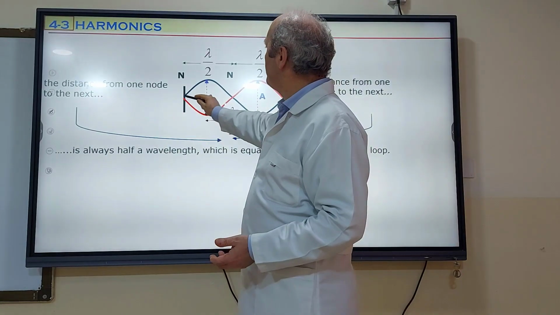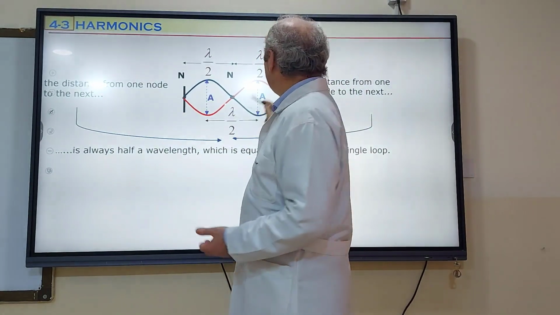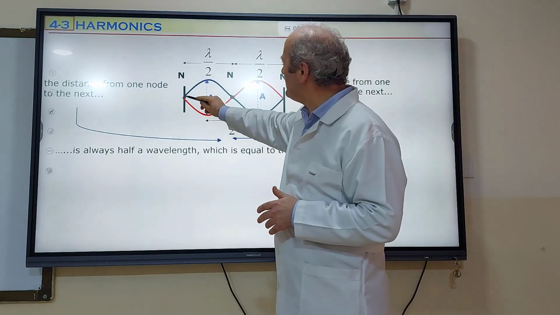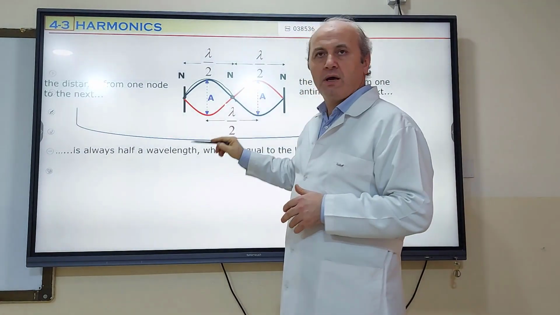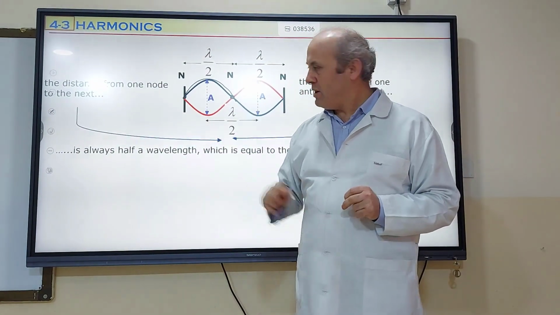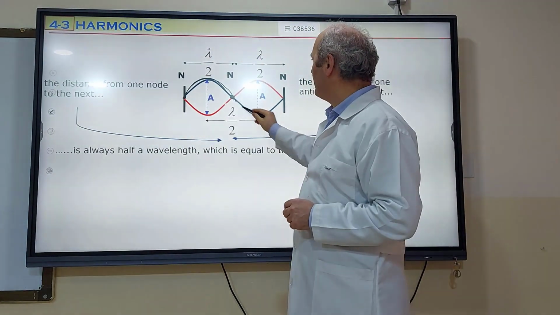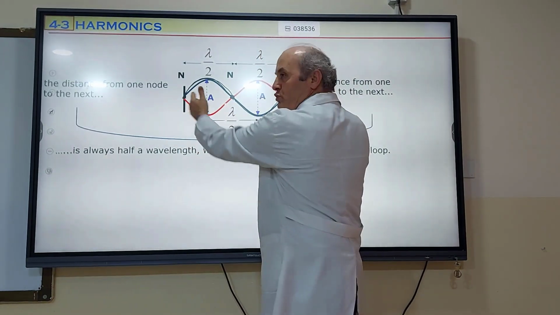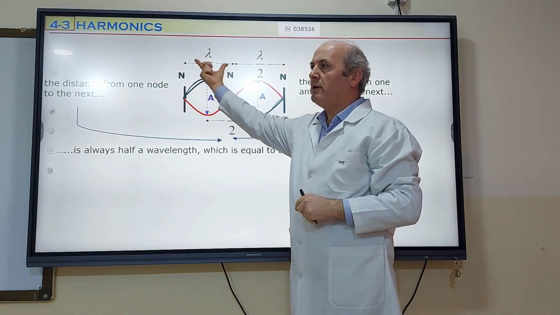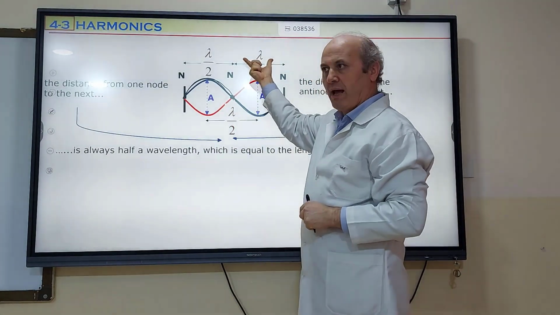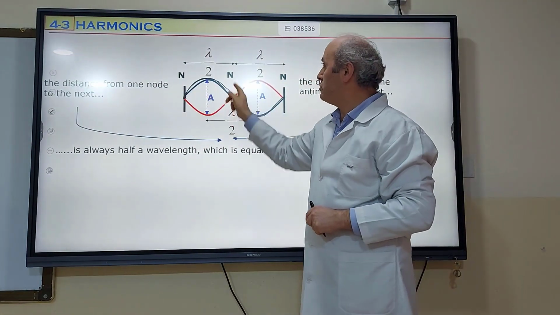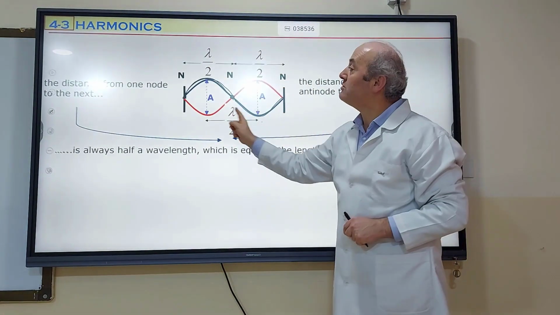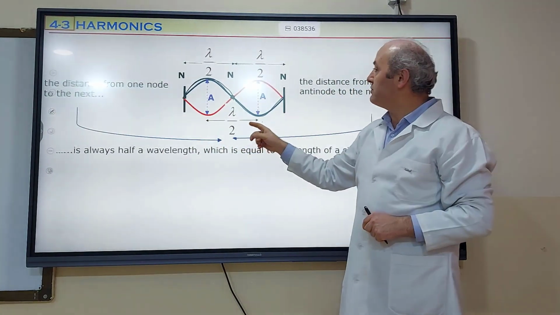From one node to the next node is half a wavelength. If you look at the pattern, it is similar to just one pulse. A wave is produced by 2 pulses, remember? 1 pulse up, 1 pulse down. This is 1 lambda. Yani 2 loops together make 1 lambda. So 1 loop, lambda over 2. Another loop, lambda over 2. Then from node to node, lambda over 2. From antinode to antinode, also lambda over 2.